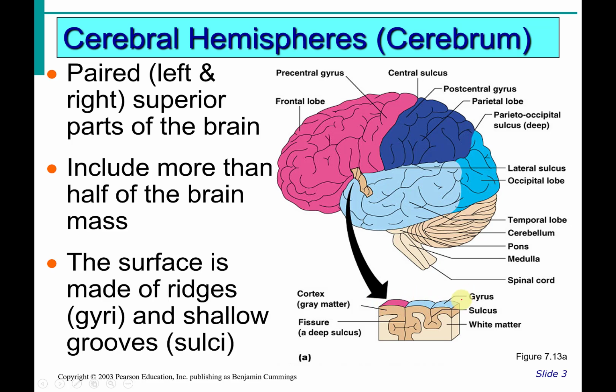A ridge is called a gyrus. Now a gyrus is singular, and gyri is plural. There are also these shallow little cracks, and sulcus is singular, while sulci is plural. And then sometimes you have these really deep cracks, which is called a fissure.